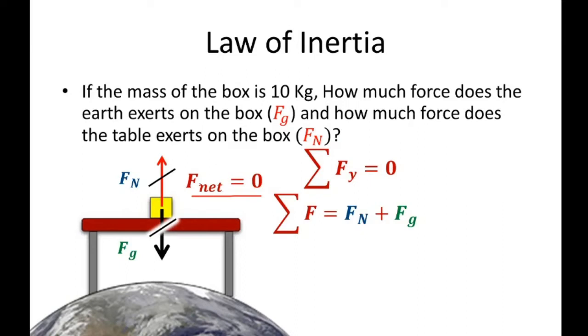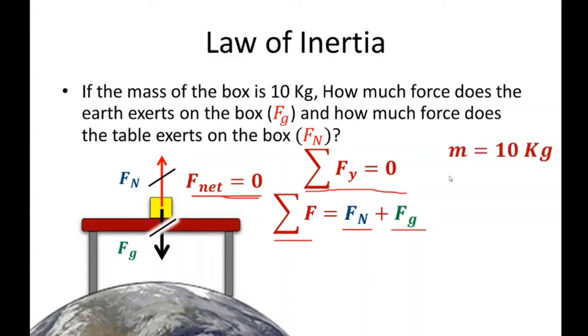to state that the summation of the forces is 0, wherein the net force is 0. In this example, the normal force and the force of gravity are both on the y-axis. So we have the summation of the forces in the y, or all the forces in the y, equal to 0, or they sum up to 0. And the summation of forces in the y includes the normal force and the force of gravity.